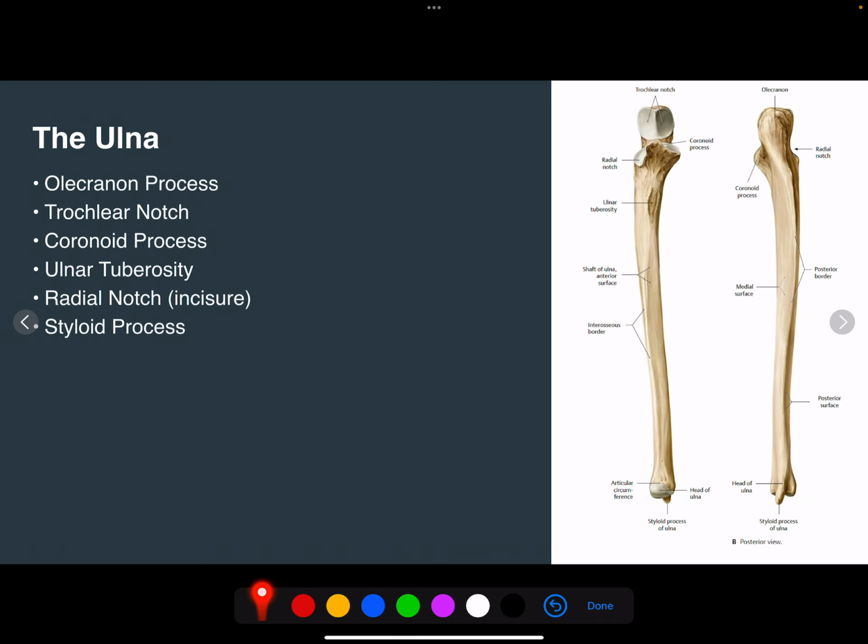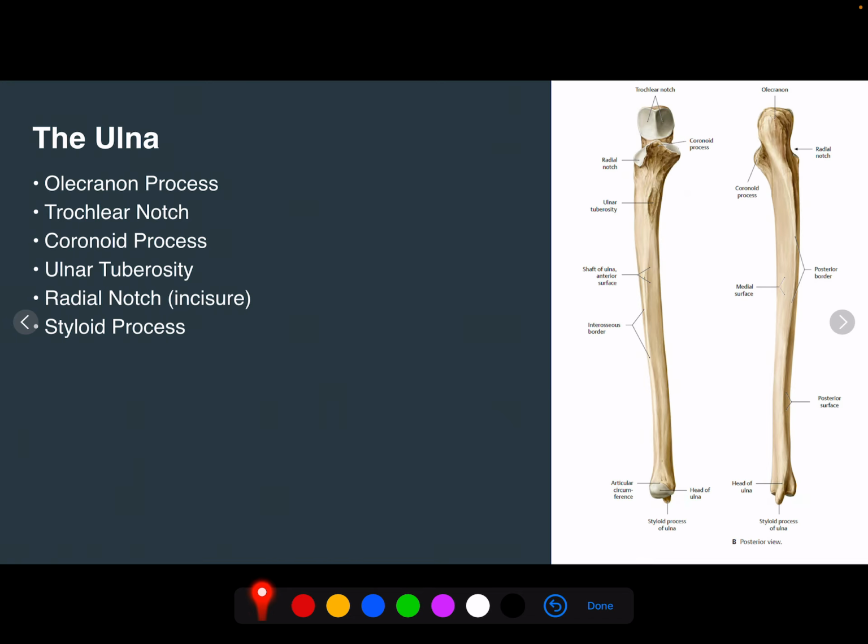So moving on, we have our olecranon process. Our olecranon process is a large proximal projection of the ulna that forms the bony tip of the elbow. Once again, easily palpated. This is where our triceps muscle attaches.